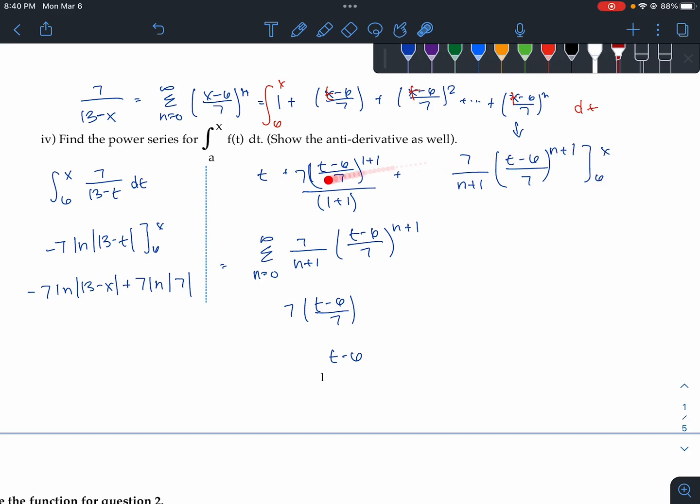So yes, I'm going to plug in x, and that's going to turn everything to x, which is where this is. So if I plug in x here, I get the x here, or t or whatever. But once I plug in my lower bound, remember that I'm going to subtract this right here.